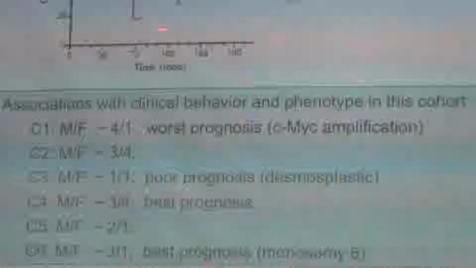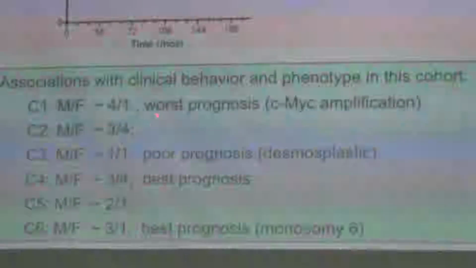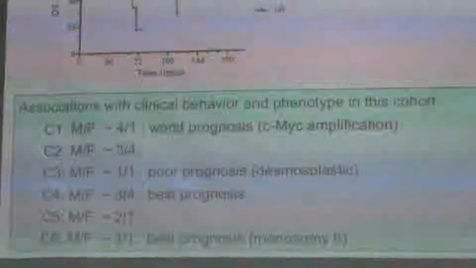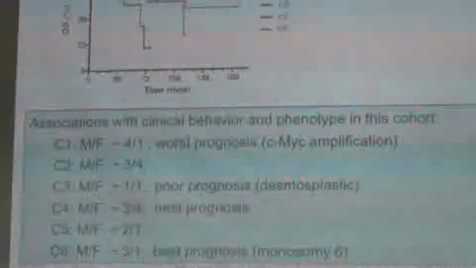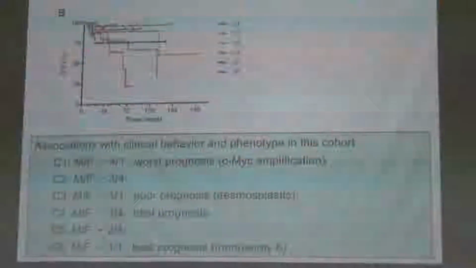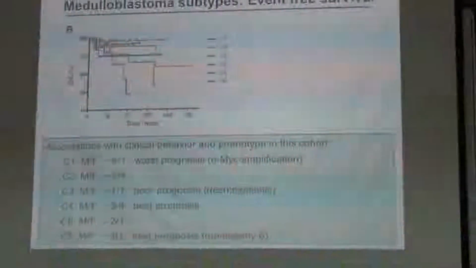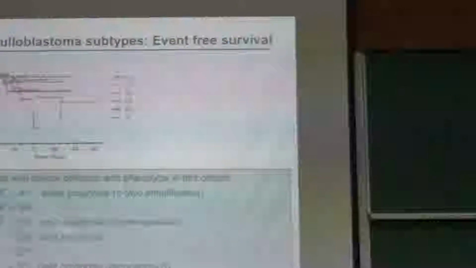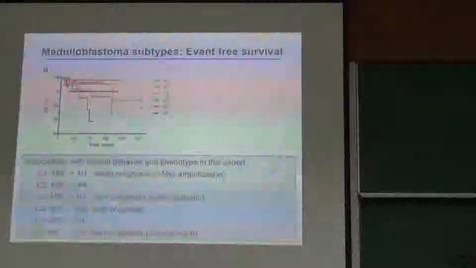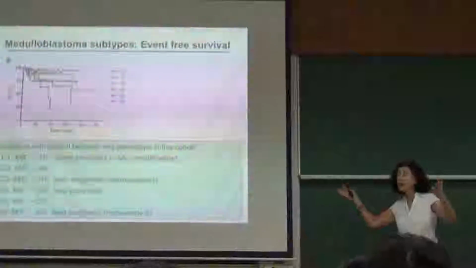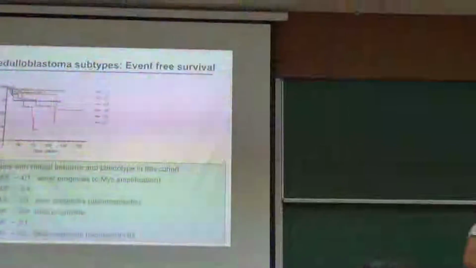The worst prognosis case is this C1 case. That actually has 4 times as many males. We don't really understand why that's the case, but little boys are overrepresented there. But you can see that they have very different survival rates for these different subtypes. So given that, it's clear that we want different predictors for these different subtypes, because they're molecularly different. So that's what we do.